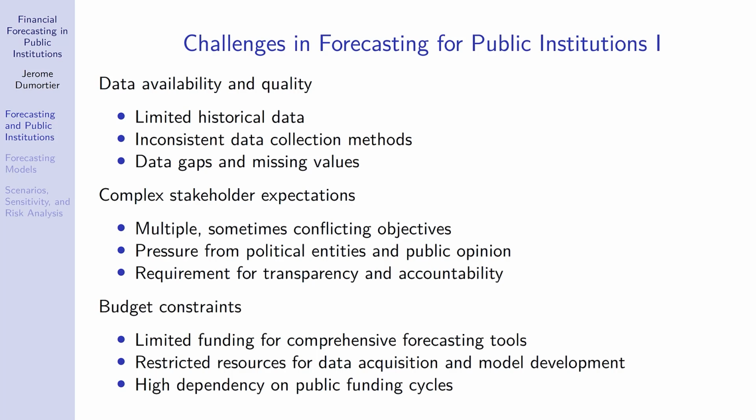Now, for public institutions, you also have multiple stakeholders that all have different expectations. You can think about the expectations of political entities, the expectations of public opinion, but of course you also have the expectations of the people you are providing the service to. Very much like any institution, public institutions or entities have budget constraints that may limit the funding to do forecasting, for example, if they don't have a particular expert that can do the forecasting for them.